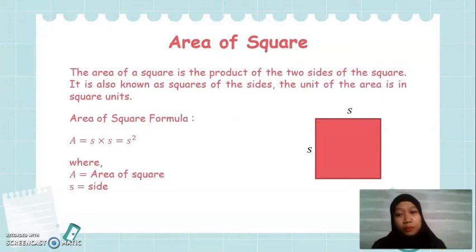Area of square. The area of a square is the product of the two sides of the square. It is also known as the square of the side. The unit of the area is in square units. Area of square formula is A equals S times S equals S square, where A equals area of square, S equals side.